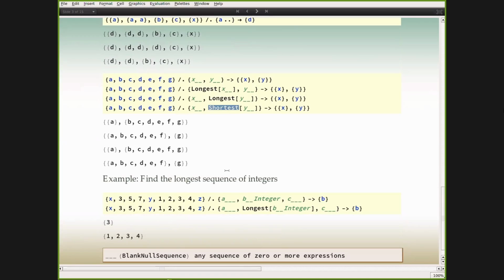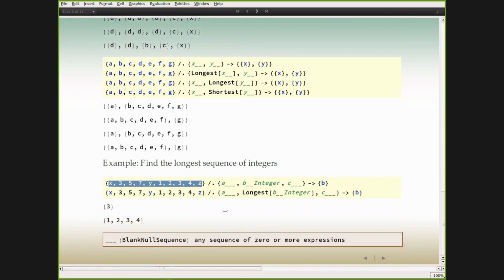So let's look at some examples. We have to find the longest sequence of integers in a list which consists of integers and non-integers. You can see that there are some symbols somewhere in between. You can solve this task by saying that there will be something at the beginning, something at the end, and something in between which is integers, and it should be the longest one. So you can see that Mathematica has returned this.